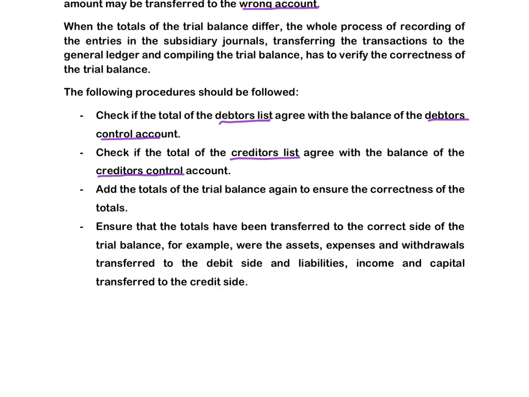Add the totals in the trial balance again to ensure the correctness of the totals so that you didn't make an adding mistake. Ensure that the totals have been transferred correctly to the correct side of the trial balance. So assets and expenses and drawings will have debit balances. Liability, income and capital will be transferred to the credit side of the trial balance. If all the totals and balances are on the right side of the trial balance and it still doesn't balance, then it means there was a mistake in the general ledger, and you will have to go back to the ledger to find the mistake.